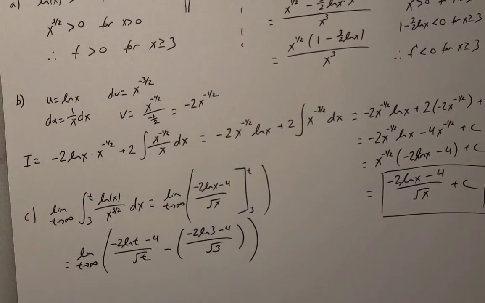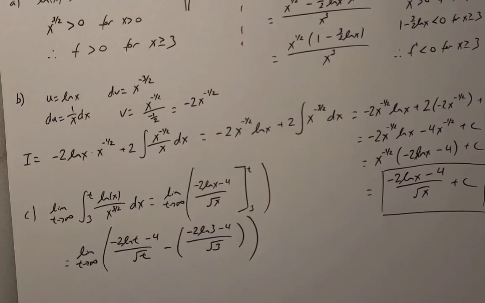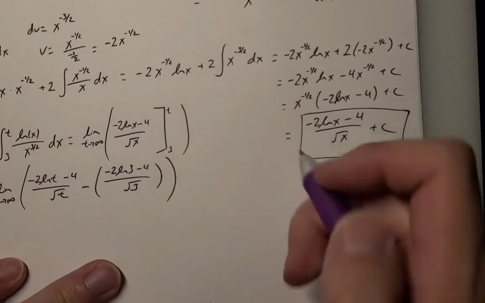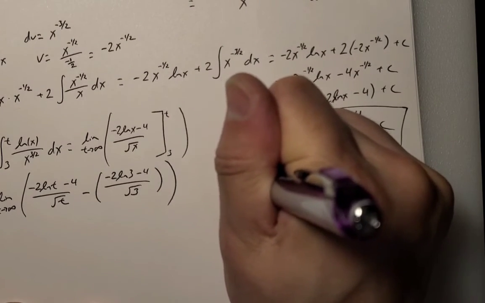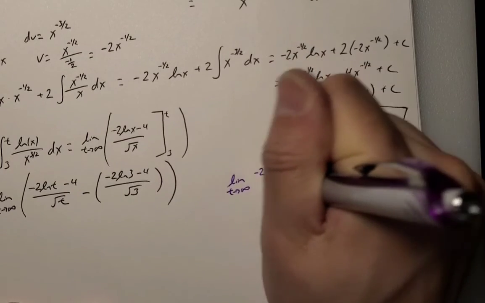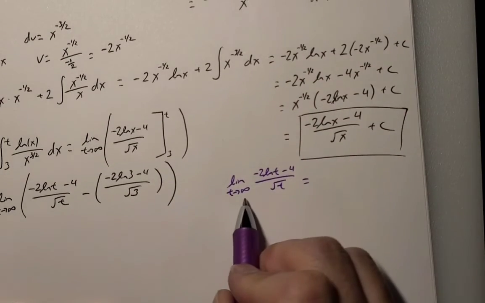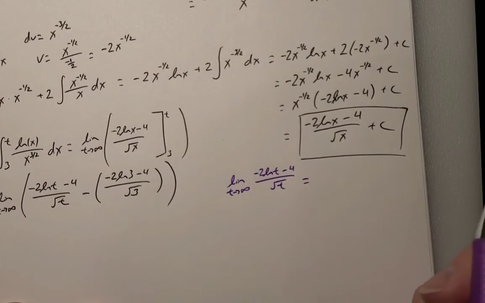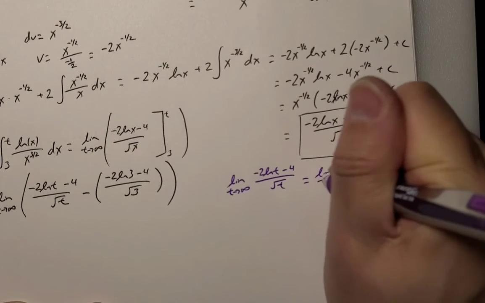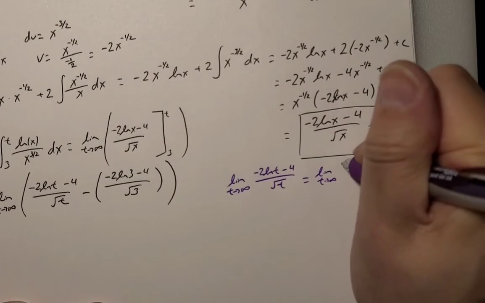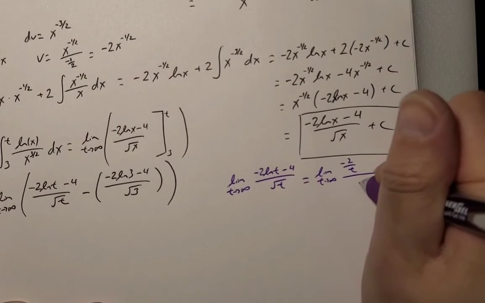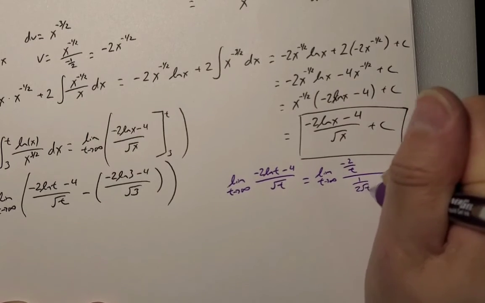I'm running out of room, so let me do it over here in purple. We want the limit as t approaches infinity of minus 2 ln t minus 4 over square root t. If we plug in infinity right away, we get infinity over infinity. So that's indeterminate. We can use L'Hopital's rule. We differentiate the top, we get minus 2 over t, and the derivative of 4 is just 0. And then the bottom, we get 1 over 2 root t.